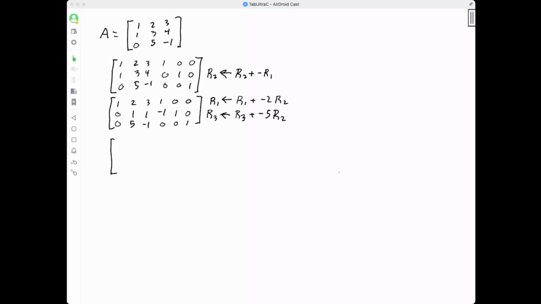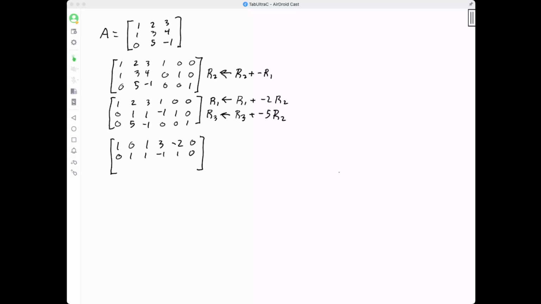And when I do that, I get 1. 2 plus a negative 2 is 0. 3 plus a negative 2 is 1. And then 1 plus a negative 2 times negative 1 is 1 plus 2 is 3. And then 0 plus a negative 2 times 1 is 0 plus a negative 2 is negative 2, 0. The second row stays the same, 0, 1, 1, negative 1, 1, 0.